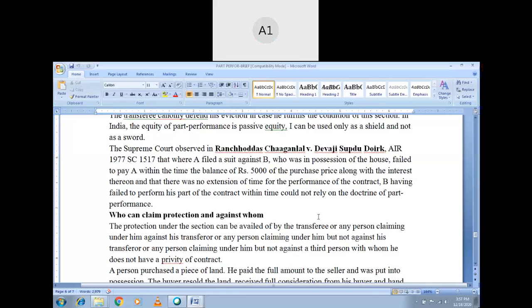వెరీ గుడ్. You should have a willingness to pay the rest of the part. Suppose he did not pay in the stipulated time, then he cannot take the advantage of Section 53A. Who? Transferee. Clear, understood, sir. It is understood. It is self-explanatory.